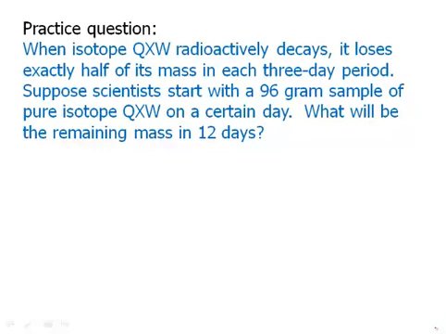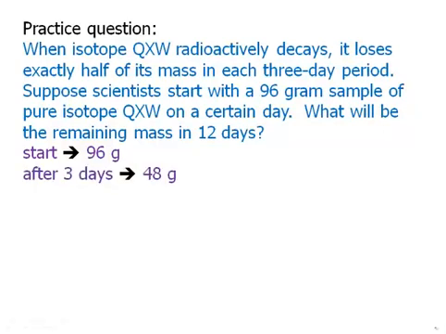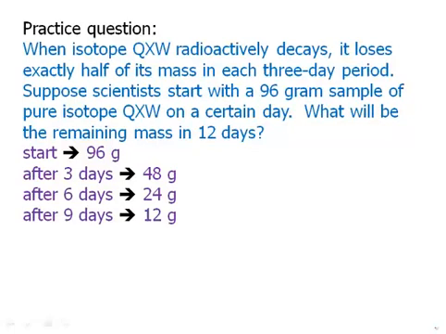So step by step we'll move. So at the start we have 96 grams. 3 days later, there's half of this left. So there's 48 left. Another 3 days later, there's half of that left. That's 24. Another 3 days, there's half of that. And finally, another 3 days, that puts us at 12 days now, there are 6 grams left. And that's the answer.